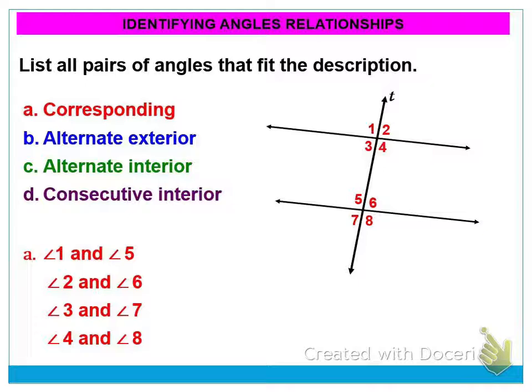Letter B is alternate exterior. So when you're looking at exterior or interior, you're looking either between or outside of the double lines. For exterior, we're looking at the outside. So name an angle on the outside of the double lines. Angle 2 is alternate exterior with angle 7. And then the other one would be? Angle 1 and angle 8. Correct.